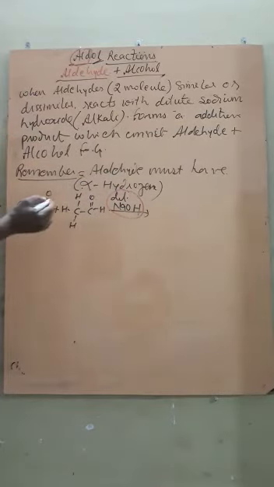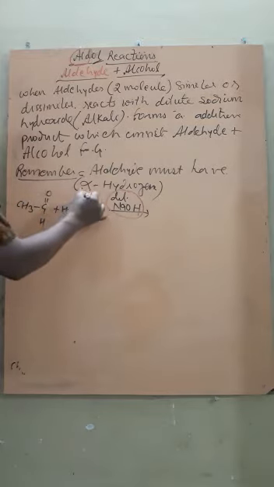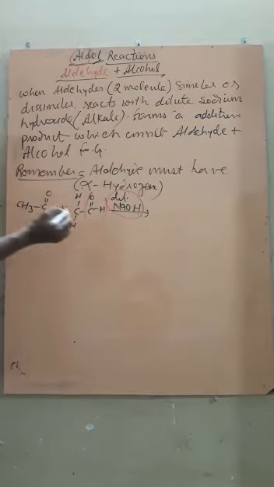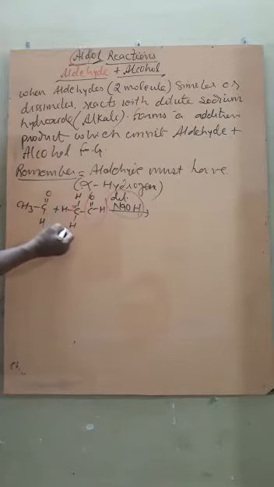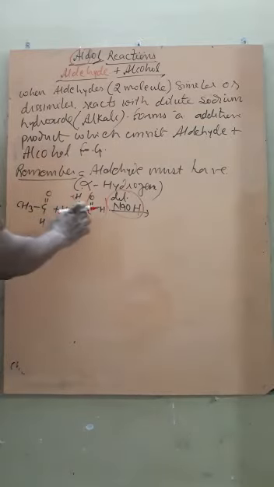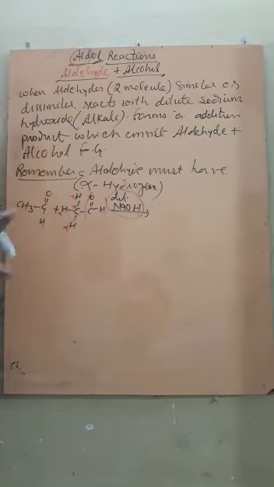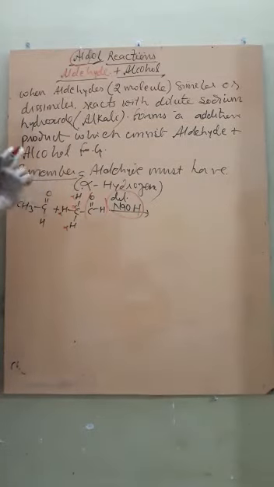Now what is the meaning of alpha hydrogen? The meaning of alpha hydrogen is, say, this is called the functional group. The first carbon attached with the functional group is called alpha carbon, and all the hydrogens present are called alpha hydrogen. So acetaldehyde consists of alpha hydrogen, therefore it can give this reaction. But remember, formaldehyde and benzaldehyde do not consist of alpha hydrogen, therefore they do not undergo aldol reaction.